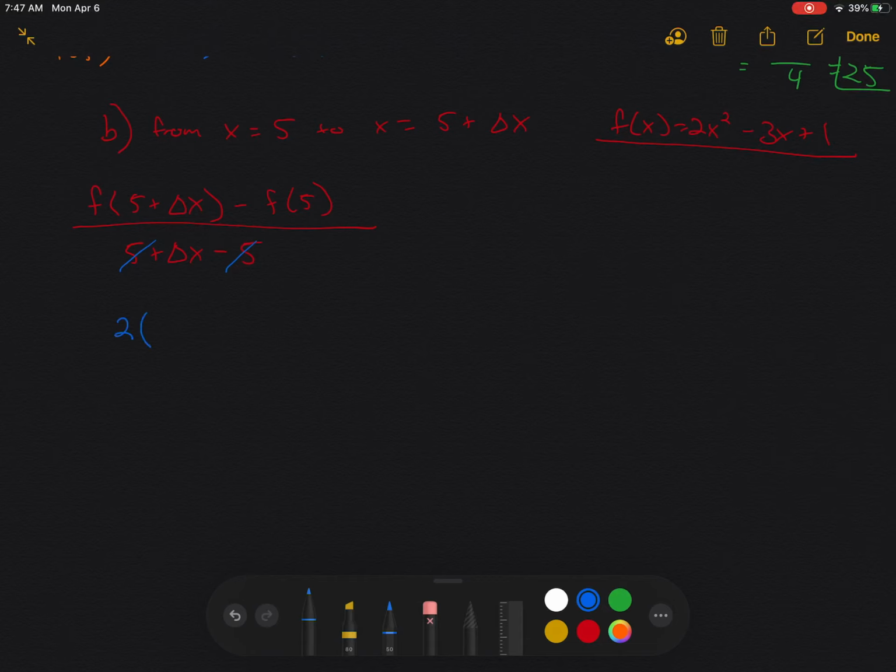Okay, 2 times 5 plus delta x squared minus 3 times 5 plus delta x plus 1. Okay, so that's this part we just did. Now we're going to do this part. Minus 2 times 5 squared minus 3 times 5 plus 1. Okay, and remember, that's all over delta x.